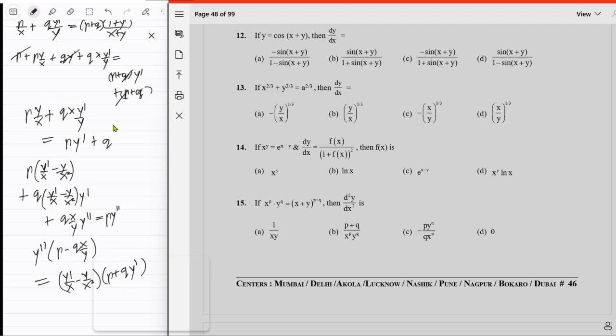Oof. How long is this? Seriously. Fine. And now you will have to put in what y dash is. Nah, this is just too much, right? This is just too much. There must be some other way to do this.